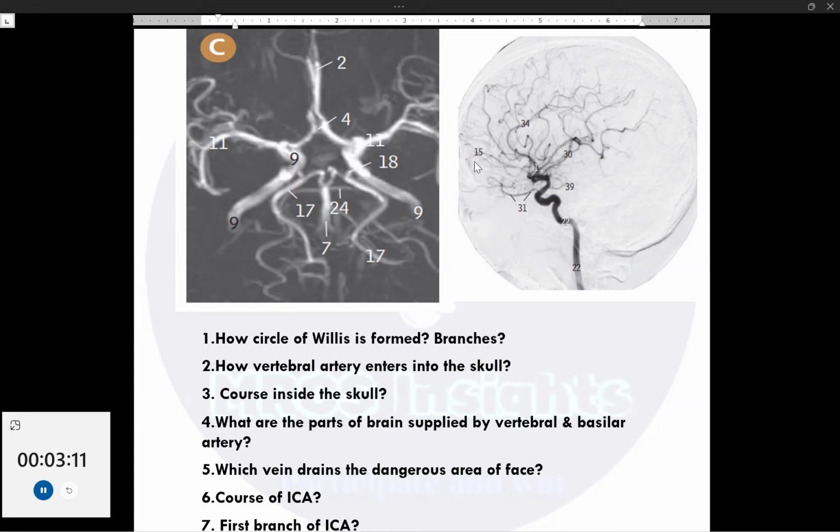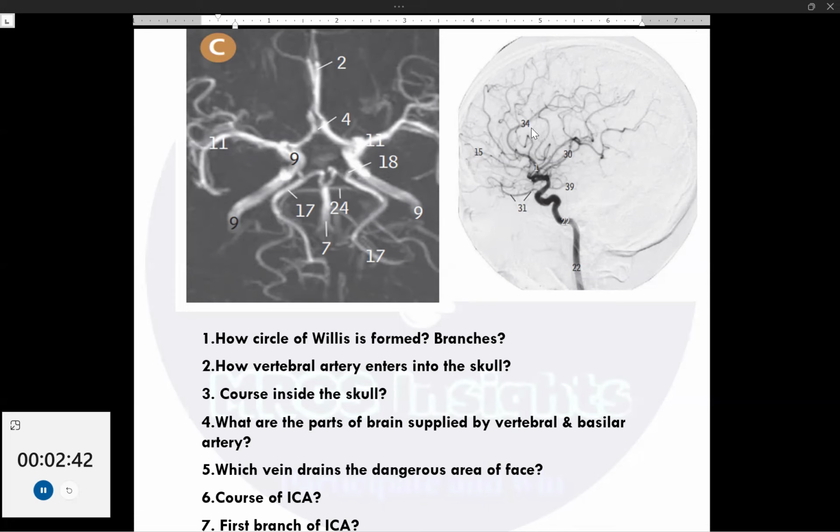Which part of the brain is present here? Which lobe of the brain? It's the occipital lobe. Okay, are you sure? I'm so sorry, ma'am. This is the frontal lobe. So these will be the vessels that give blood supply to the frontal lobe of the brain. So this will be the frontopolar artery. Okay, so this is the frontopolar artery.